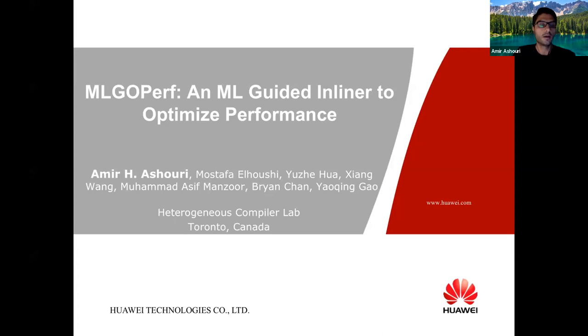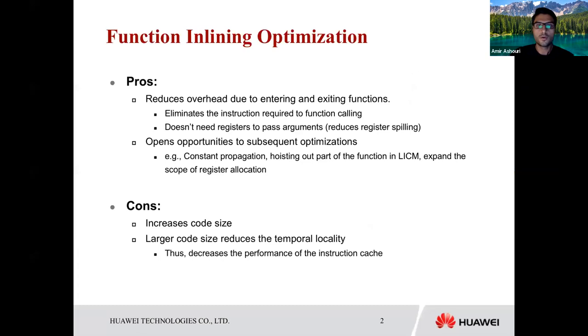I'd like to present our latest work at Huawei Heterogeneous Lab in Toronto, Canada, named MLGOPerf, an ML-guided inliner to optimize performance. As you all know, function inlining is one of the major optimizations inside any compiler framework, for instance, LLVM or GCC. As a pro, it reduces the overhead due to entering and exiting functions, which eliminates the instructions required for the function call. And in certain cases, it reduces register spilling.